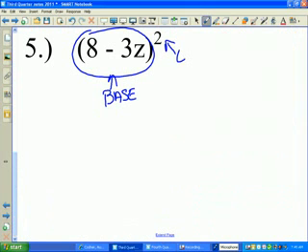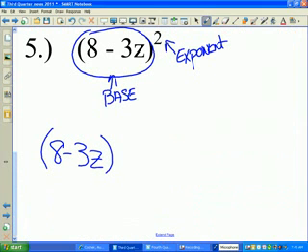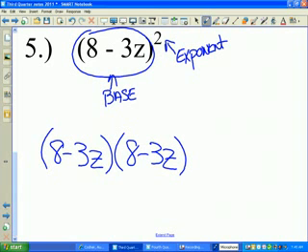And that 2, that's my exponent. So what this is telling me, I'm multiplying the base to itself 2 times, meaning I should have 8 minus 3z times 8 minus 3z. So that's how we'll have to set it up first.